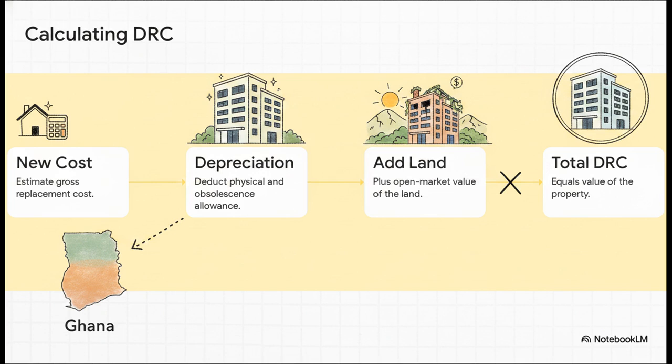Step 3. In a standard DRC model, you'd add the open market value of the land back in. But hey, remember our Ghana example? Because they run an improvements-only system, they actually skip step 3 entirely and ignore the land. Which brings us right to step 4, your final depreciated replacement cost.